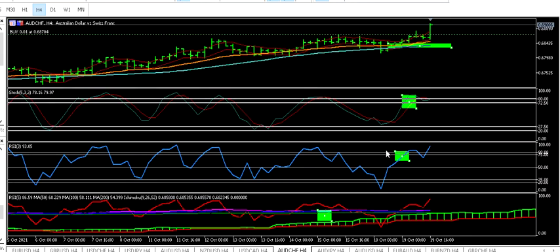The signal tells you when to buy. You have a buy signal here, you have a buy signal here, you have a buy signal here, and the trend is already bullish. It's a bullish trend, so buying somewhere around here is perfect. Somewhere around there is a perfect place to buy.